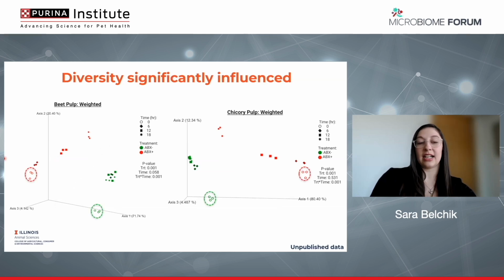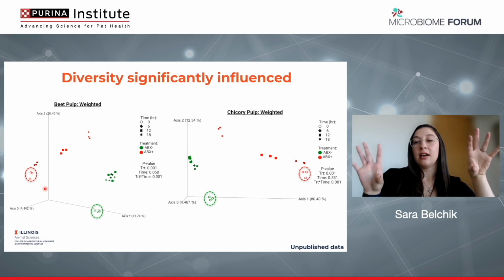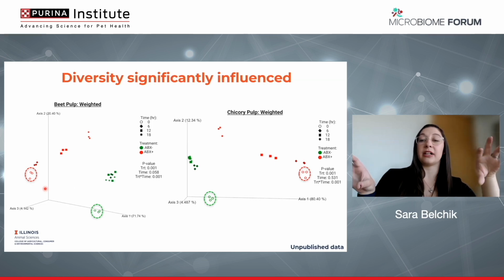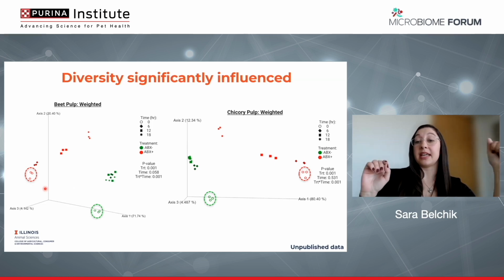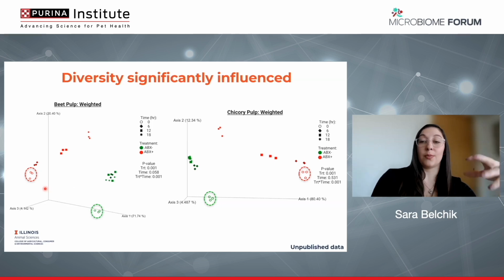But then also highlighting that at time zero, or evaluating these little rings between beet pulp and chicory pulp, time zero samples really did cluster together, but they were also far apart. So they clustered within treatment and within time point, but they were still very scattered and very different at the beginning of fermentation. So that was a very clear indicator to us that antibiotic treatment was effective in disrupting the diversity parameters here.